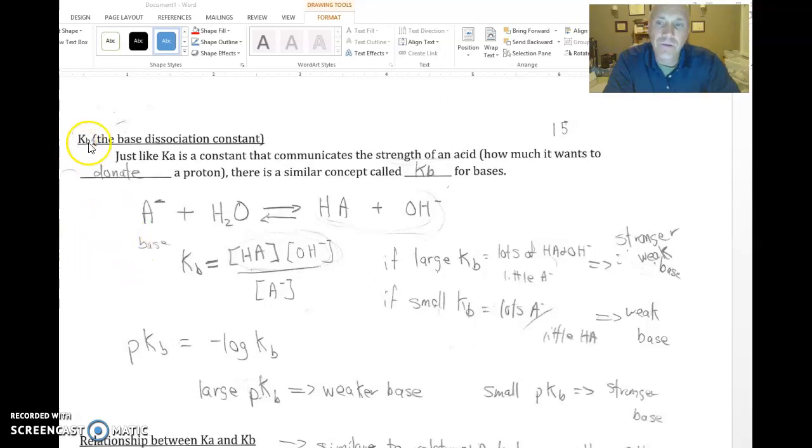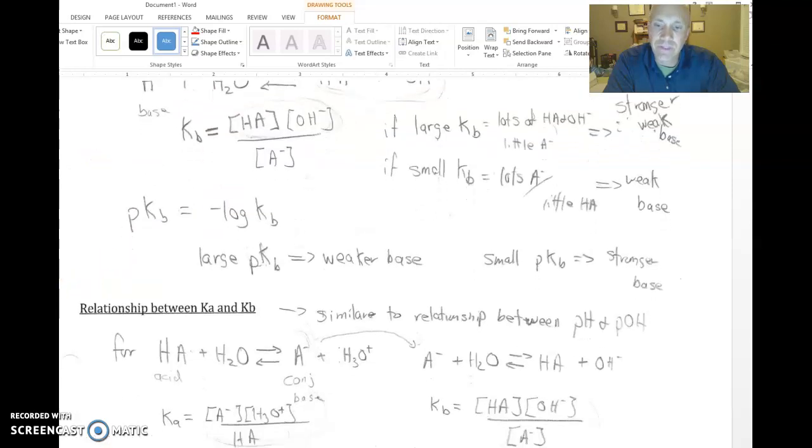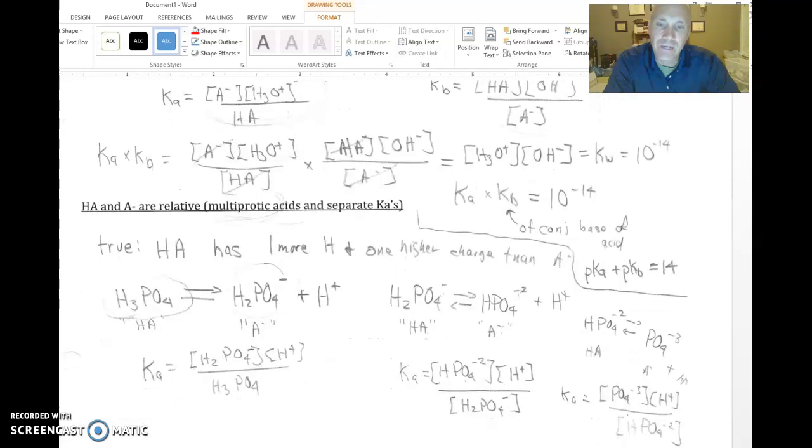So before talking about Kb, which is the base dissociation constant, I want to briefly talk about something that we've touched on a little bit, but I think it would help to talk about it in more depth. And that is the fact that the terms HA and A minus are relative to each other.